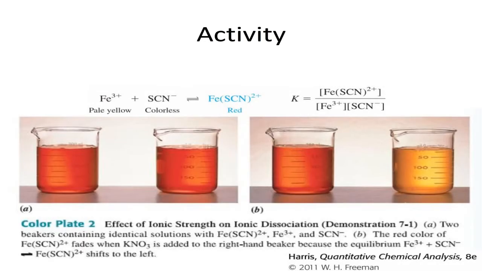This video is about activity, which is effective concentration, and has to do with ionic strength as well as other factors. You can see in the images that initially we have two beakers that have the same iron thiocyanate. When potassium nitrate is added to the beaker on the right, you can see that there's a color transition that indicates that there's more free iron and free thiocyanate in solution. This demonstration highlights the importance of ionic strength in consideration of the solubility product.